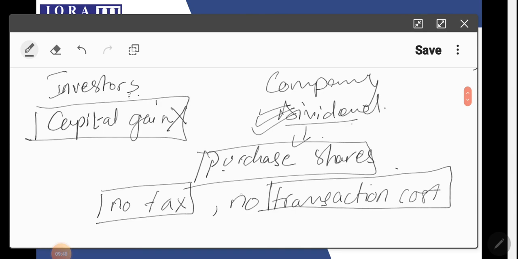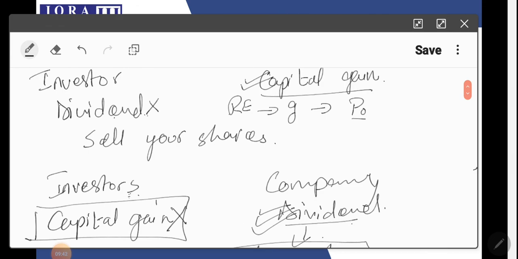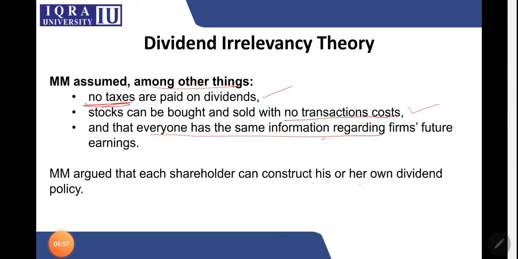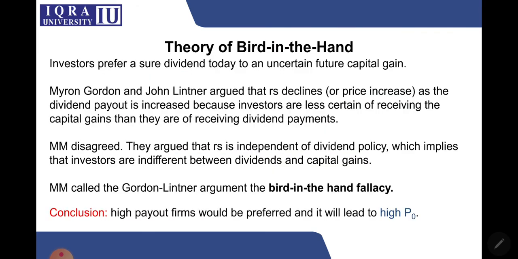So if the investor is selling the shares or if he is purchasing the shares, then he will have to bear the transaction cost. So the investor will not be happy if he has to bear this cost. Okay, so I hope the dividend irrelevancy theory is clear to everyone. Now, moving ahead, I'm going to make another video for this.